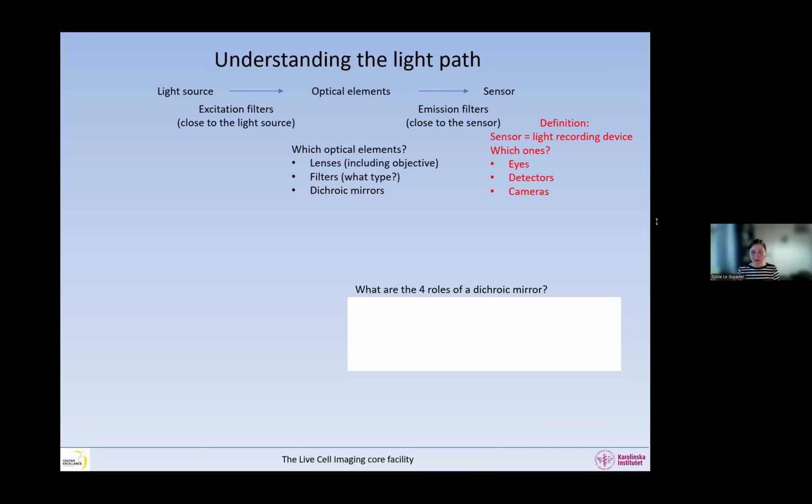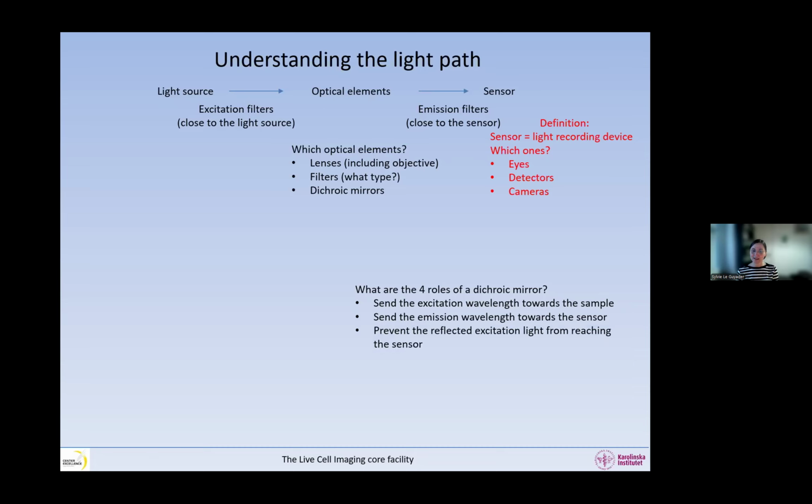Excellent. So if we have several sensors, we often have, but it's not always the case, we will talk about this next week, a dichroic mirror that splits the emitted light into emitted light, one going to each sensor. Very good. Thank you very much. That was it. So we send the excitation light towards the sample. We send the emitted light towards the sensor. We prevent the reflected excitation light from reaching the sensor. And then we could split the emitted light towards 2 sensors.